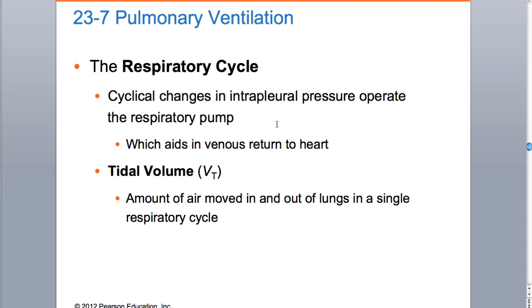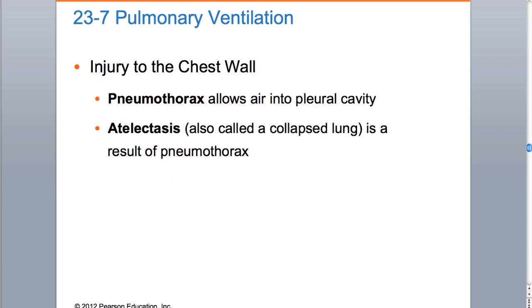Respiratory cycle. This one is important. Make sure this slide you have down. You need to know what the respiratory cycle is by definition and what tidal volume is by definition. Tidal volume is the amount of air going in and out of the lungs at rest. So tidal volume, the air going in and out of the lungs at rest. They didn't add that, that should be added. At rest.